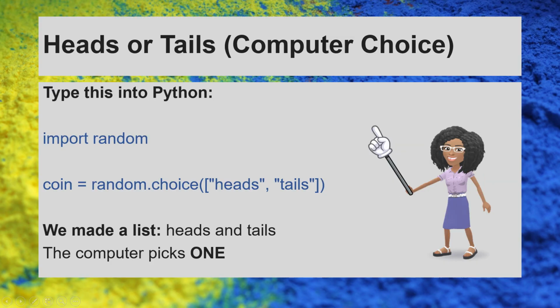Heads or tails, computer choice. Type this code into Python. You can pause the video while you type. By typing this code into Python, we made a list, heads and tails. The computer picks one.